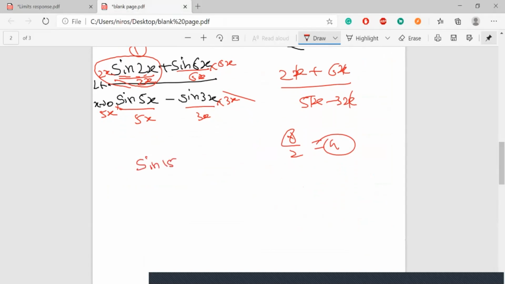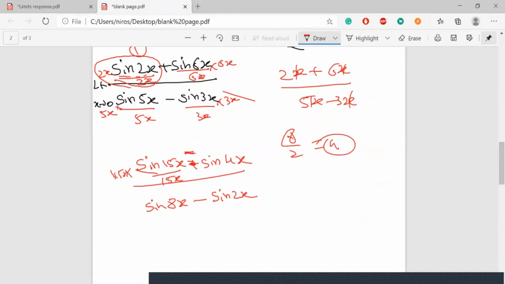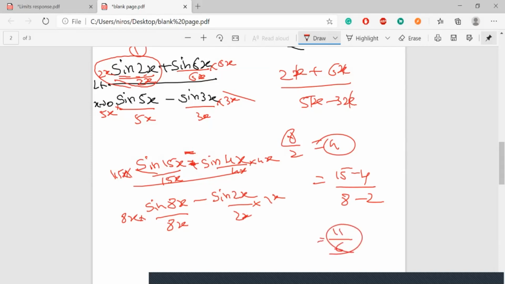Whatever it may be, sine 15x plus, no, need not be plus, it can be anything, minus sine 4x divided by sine 8x minus sine 2x. Whenever you see bigger angles in the sine, just multiply and divide with that angle. By 8x into 8x by 2x into 2x. Then after taking all, it becomes 15 minus 4 by 8 minus 2 directly. 11 by 6. No need to expand.